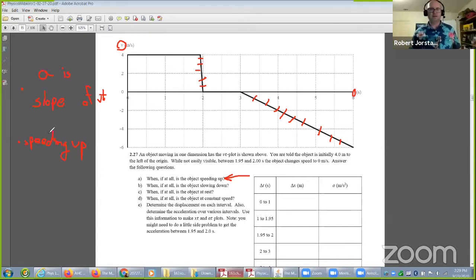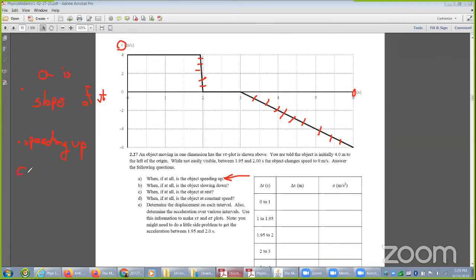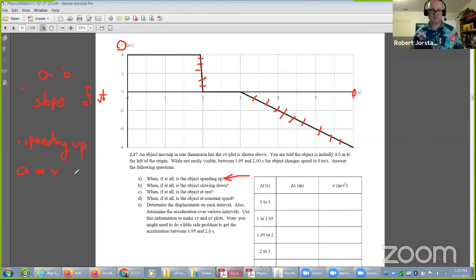So speeding up, what does that say? If something's speeding up, what does that say about the signs of acceleration and velocity? Do you remember? If they're the same, you're going faster, and if they're opposite, you're slowing down. So I want you to start thinking like this. Speeding up, I want your brain to immediately think A and V have the same sign.